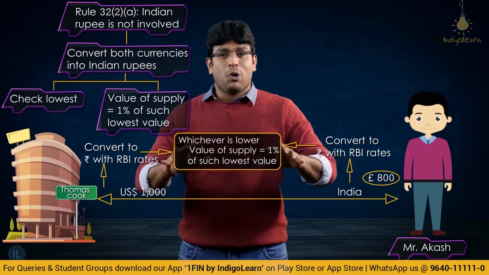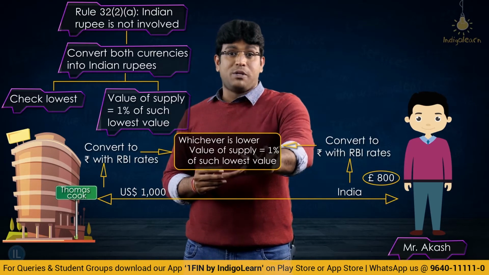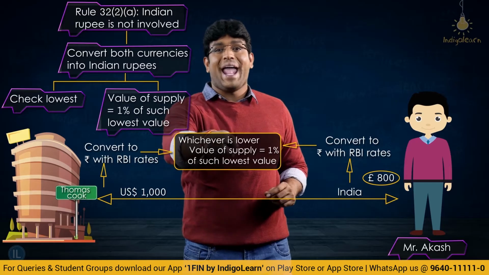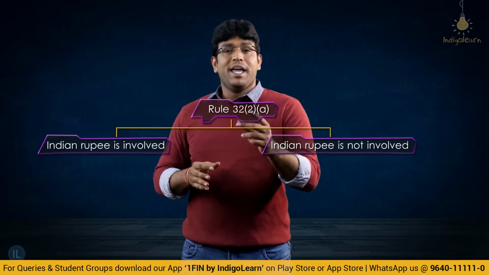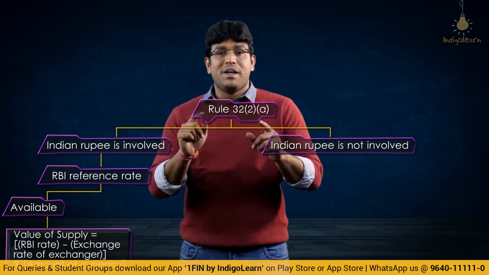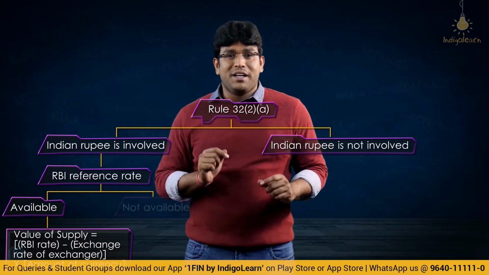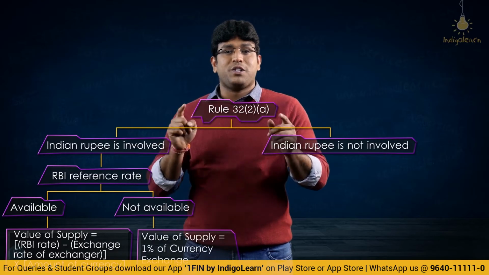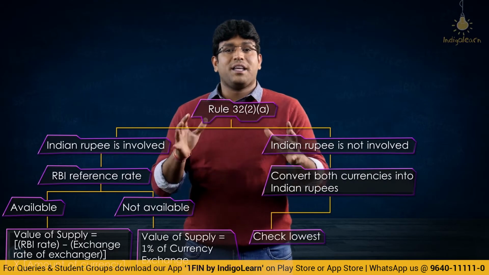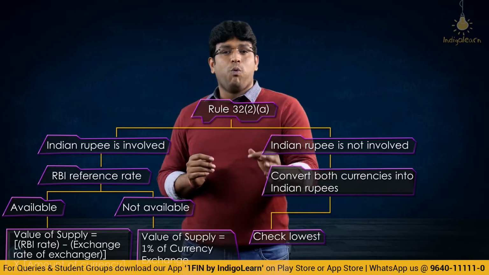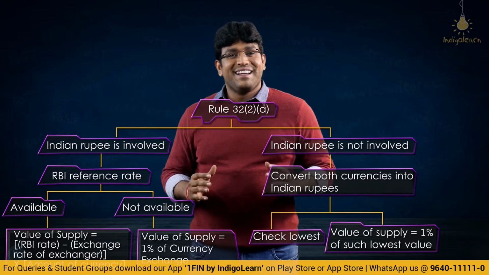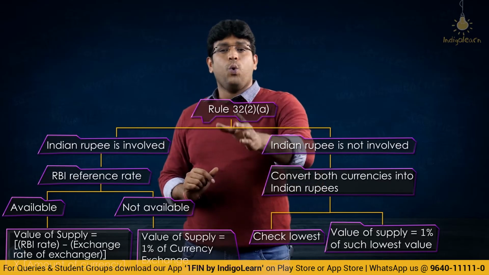So friends, to summarize the whole concept, Rule 32(2)A is what I am talking about. I am still not yet done with Rule 32(2)B. We are talking about Rule 32(2)A. Now Rule 32(2)A specified that if RBI rate is available, then the difference between RBI rate and the exchange rate will become the value of supply. Second, if RBI rate is not available, then value of supply will be 1% of currency exchanged. Finally, third point, if one foreign currency is converted into another foreign currency, then the value of supply will be 1% of the lesser of two amounts when converted into Indian rupees. That is the story of Rule 32(2)A.